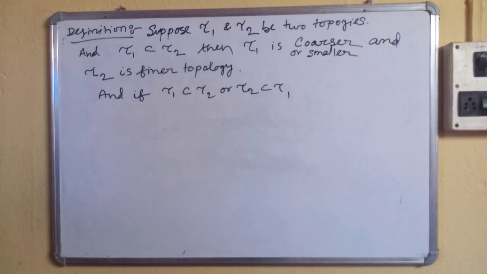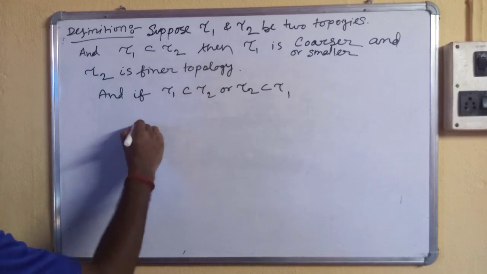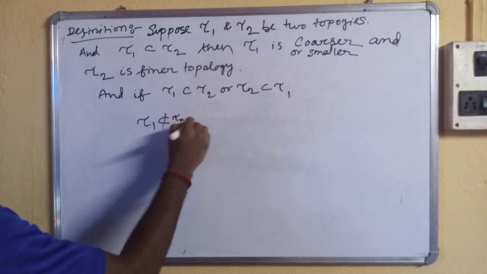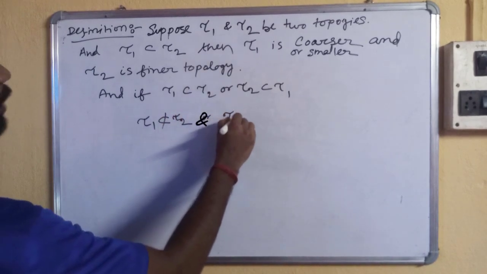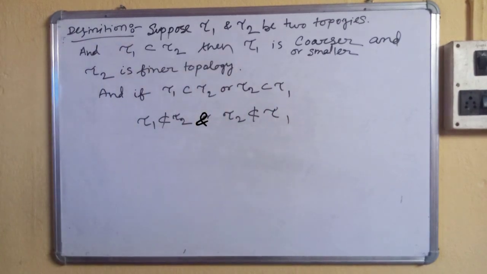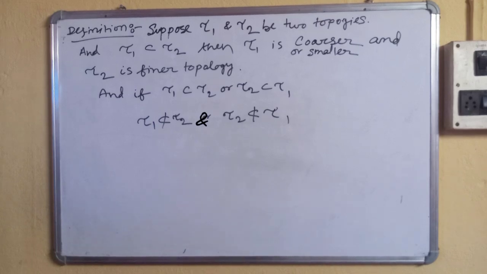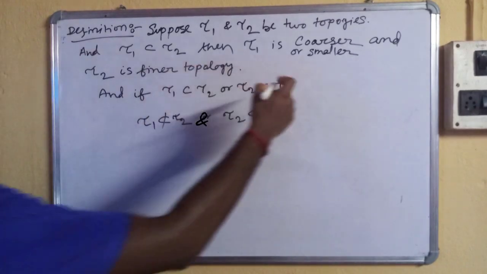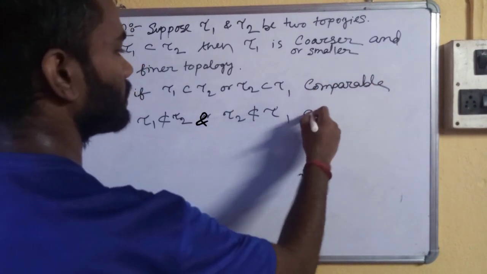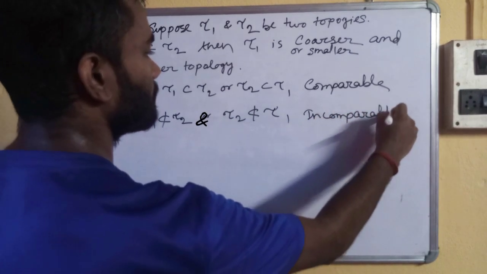And if we cannot write tau 1 and tau 2 in this form, that is, neither tau 1 contained in tau 2 nor tau 2 contained in tau 1, then these two topologies, tau 1 and tau 2, are called incomparable topologies. This is comparable, this is incomparable, right?